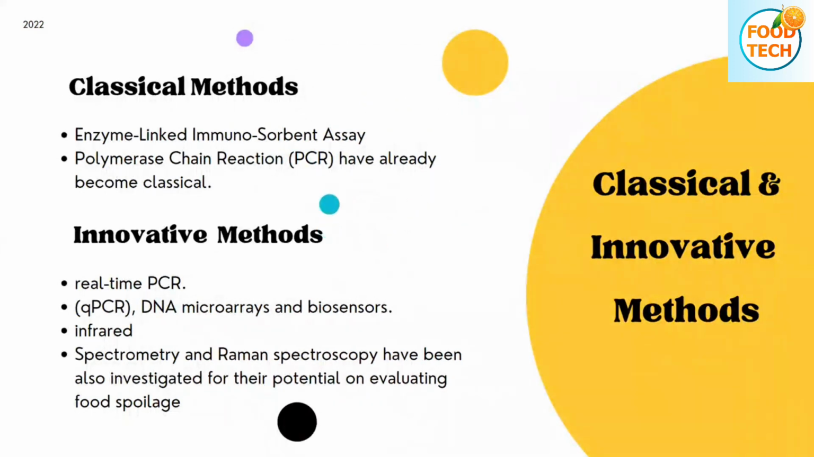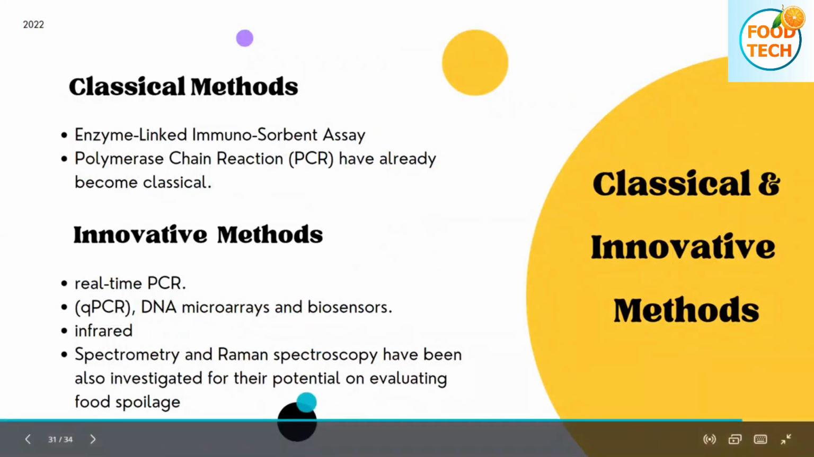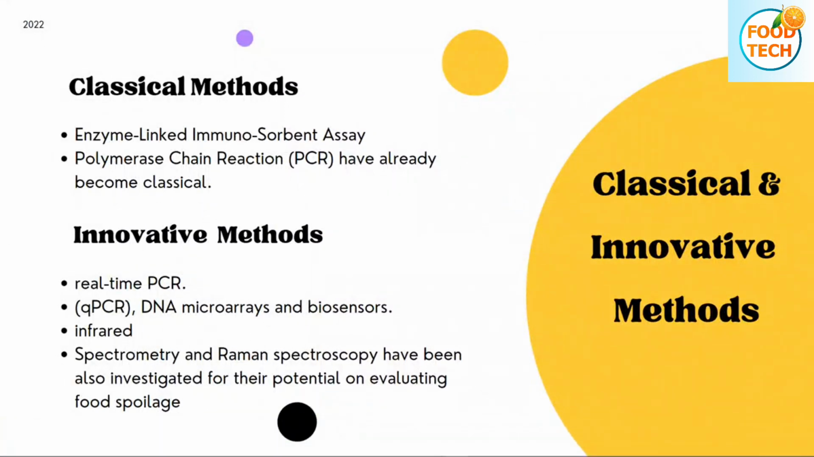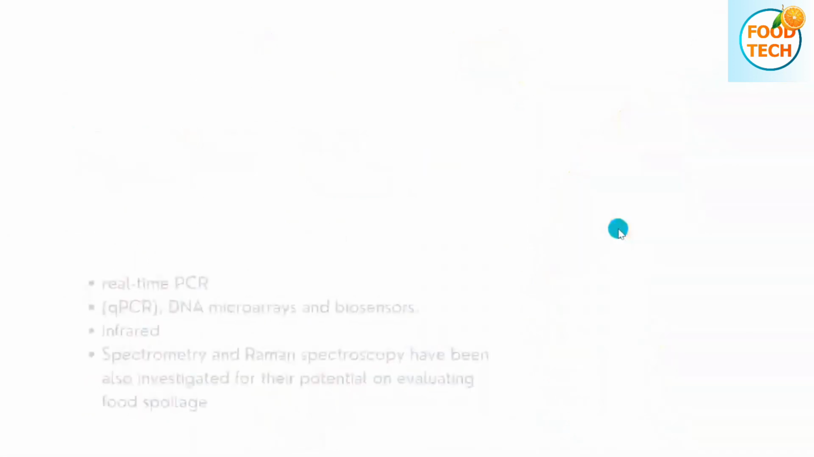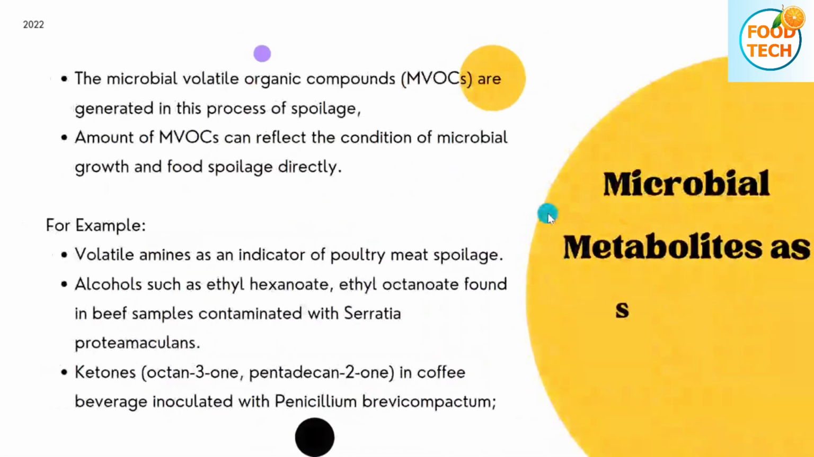But now if you see, a lot of new techniques like real time PCR have come. Then DNA microarray, biosensor, infrared spectroscopy like Raman spectroscopy. So guys, all these techniques, their principles, how they work, we'll do all this in detail in the next unit, right? So this is just an overview which I wanted to give you. But yeah, in detail we'll do it in the next class.